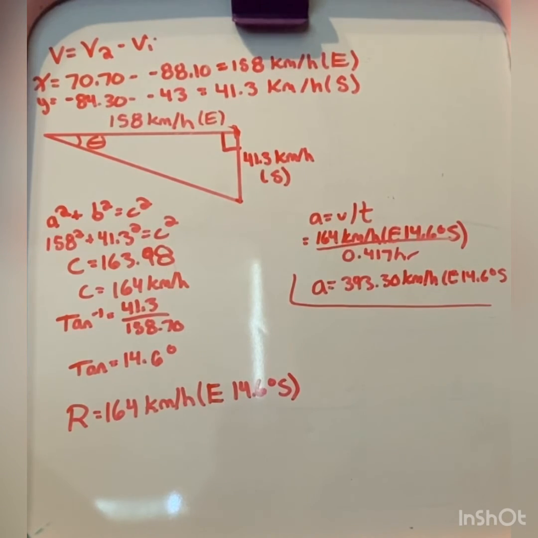For the angle for this triangle, you must use tan theta equals 41.3 divided by 158.70. And you'll get an answer of 14.6 degrees. So the total answer for your hypotenuse is 164 kilometers per hour, east, 14.6 degrees to the south.